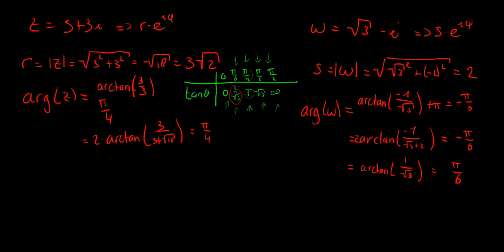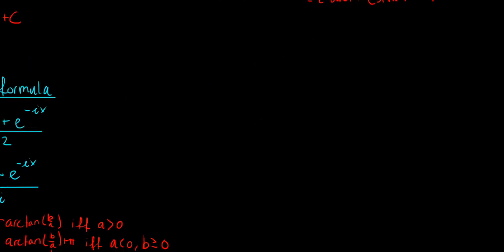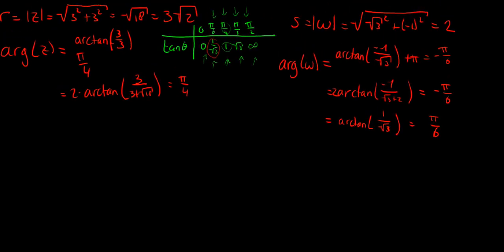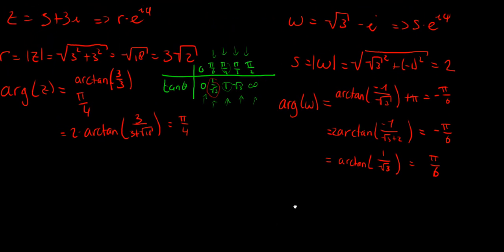But because our b is negative, where are we in the plane? We are right here below, so we just have to take the negative of our answer, which is minus pi over 6, which is also congruent with the other answers. So now we have both calculated the arguments. Now we can rewrite our whole number.